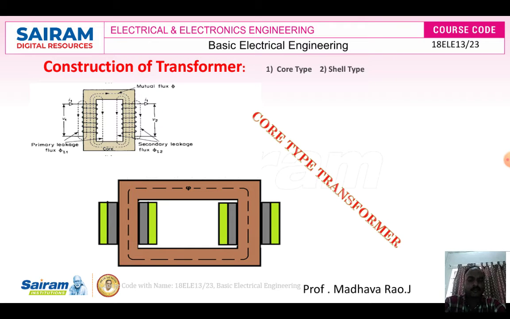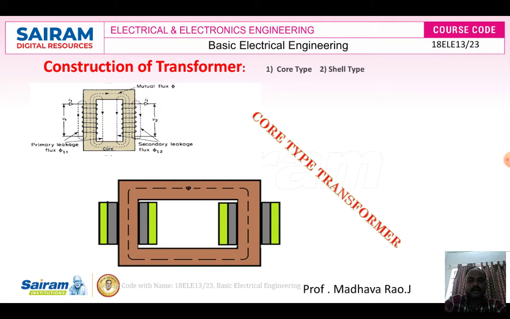So, the core type transformer. You can observe the core type transformer diagram in this figure. It has two limbs. The vertical portion is called the limbs, and the horizontal portion is called the yoke. Both the primary winding and the secondary winding are placed on both the limbs of the transformer.